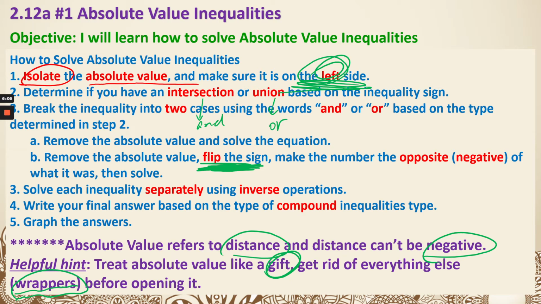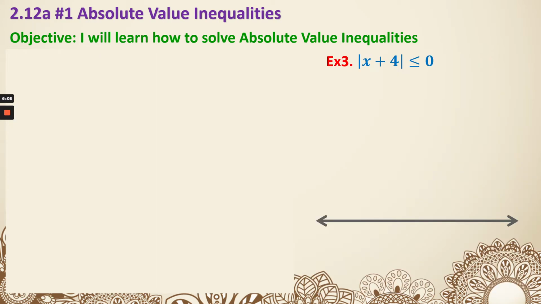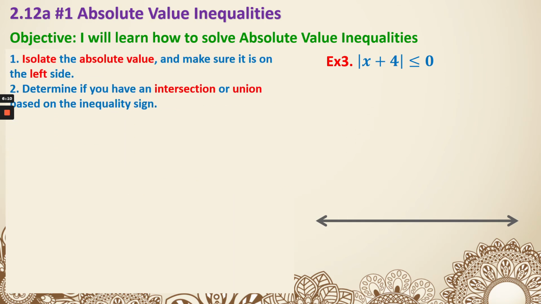So now let's have a look at some example with steps. Step 1, isolate the absolute value and make sure it is on the left side. So it is isolated and is on the left side. There's nothing in front of it, nothing on the back, and nothing below. So that step is check. Next, you are going to determine if you have an intersection or a union based on the inequality sign. Here's my inequality sign. It is less than or equal to, which means it is going to be and.